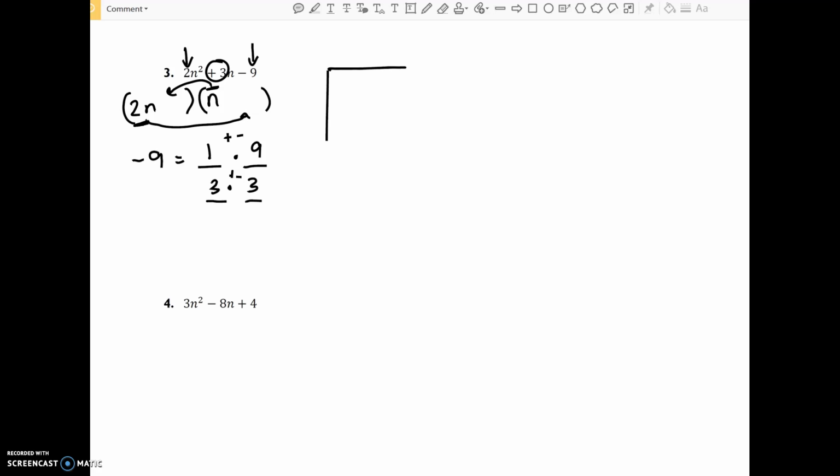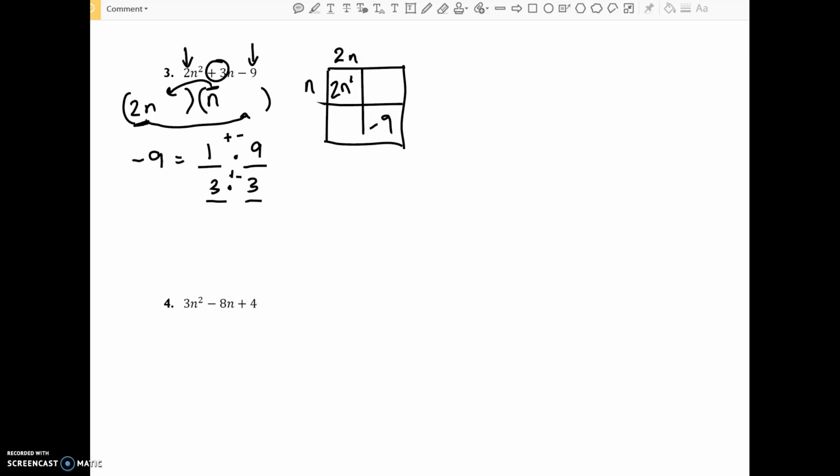Another way sometimes people write this is they get boxes. And we have 2n squared, we have minus 9, and we're thinking to ourselves, what do we need to multiply to make these other two boxes add up to 3? If you can do some multiplying in your head, if we were to choose the 3's, 2 times 3 will give us 6, 3 times n will give us 3n, so 6n and 3n. That is going to be off by 3.